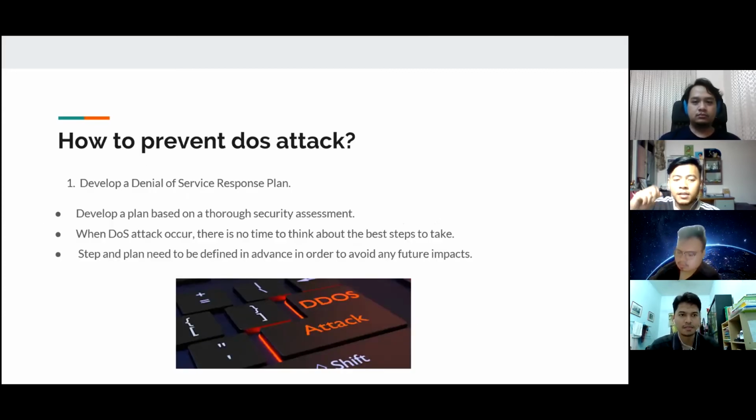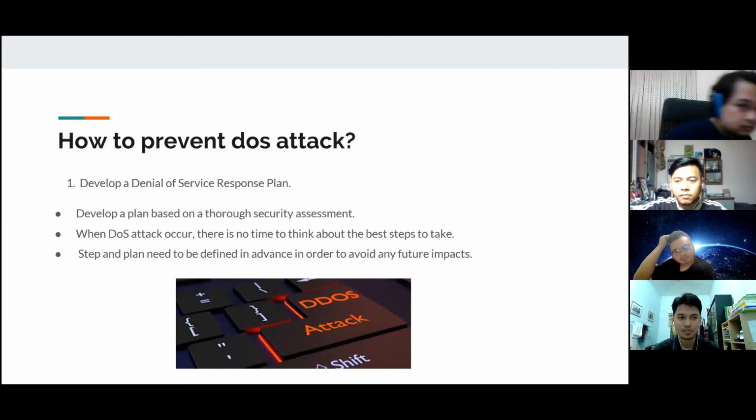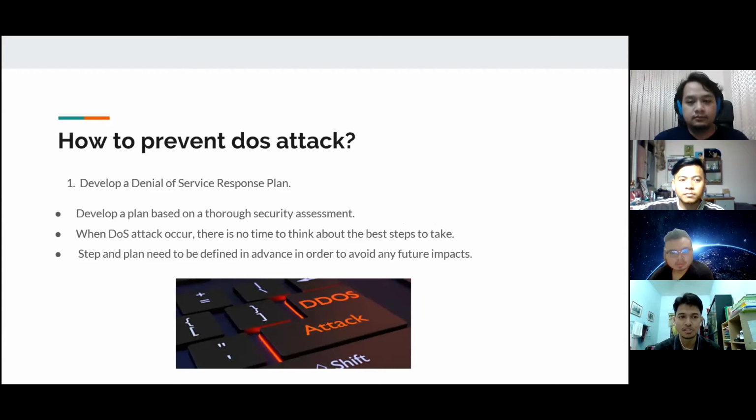So let's proceed to the next thing, which is how to prevent the DOS attack. For the next part, I'm going to present about that. The first step that we can do is to develop a denial of service response plan. This is based on the security assessment. This method basically depends on the size of the company. For example, the larger the company, it may require complex infrastructure and involve multiple teams in DOS planning. This is because when the DOS attack happens, there is no time to think about the steps.